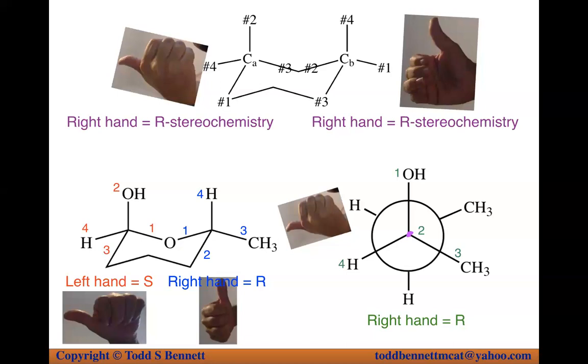But I love the thumb method for the challenging ones, and I love the simple take it as is if it's in back, reverse if it's in front, and then if it's in the plane, switch it with whatever's back and take the opposite. I love that for simple structures, and I love the thumb method for more complex ones.